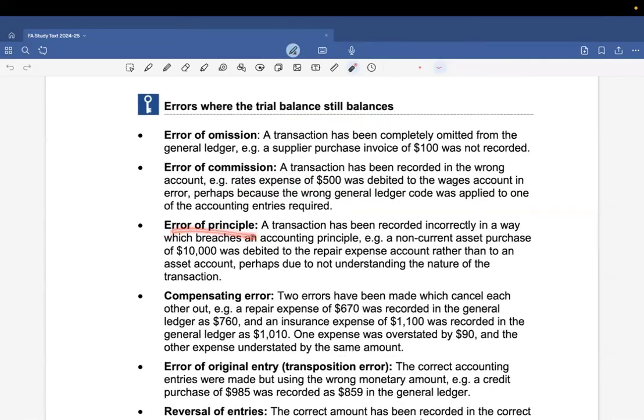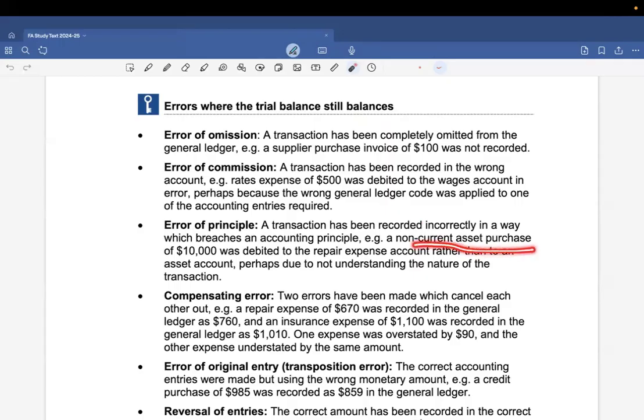So error of principle happens when you do not follow the accounting principles. Sorry, understood? This comma is something that I'm very used to in dictating notes, so it automatically comes in between. Okay. So error of principle is when you have not followed the accounting principles. Clear? Okay, and the example given here is something you have purchased.